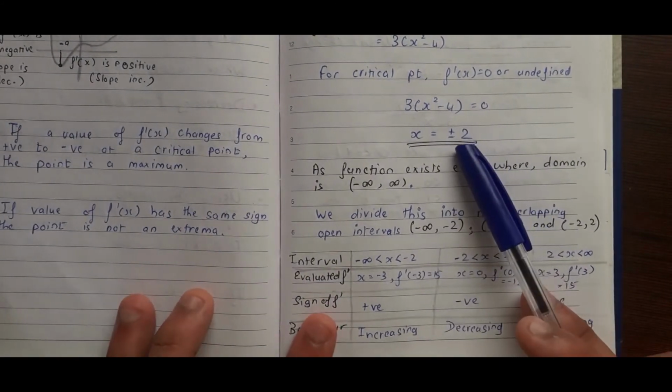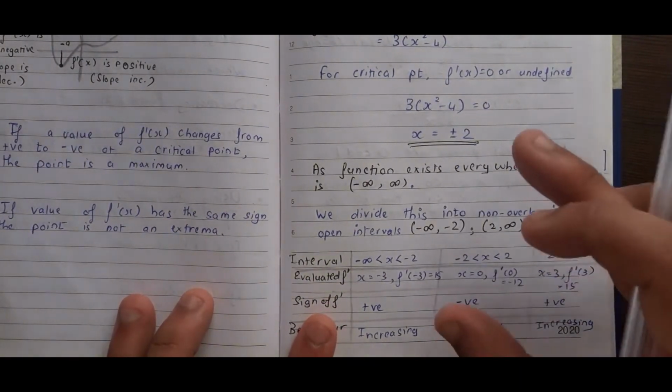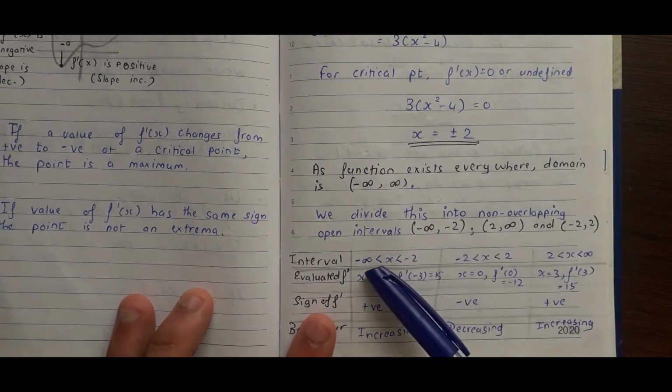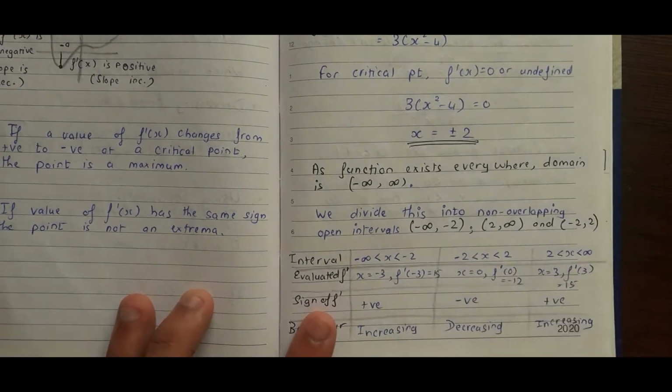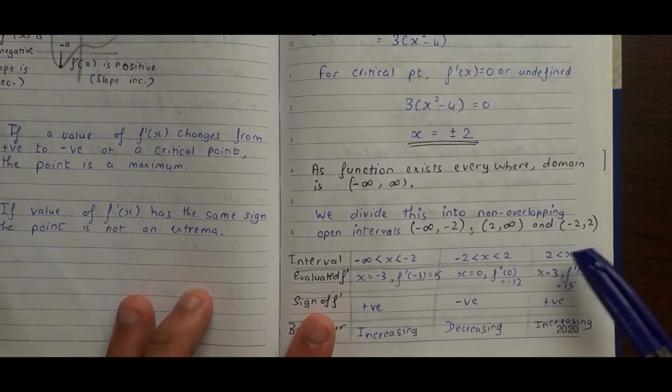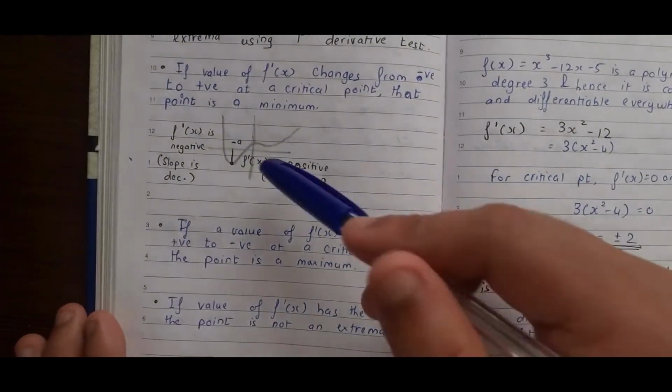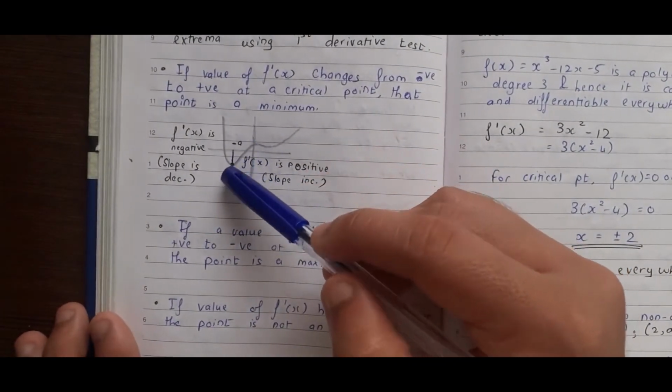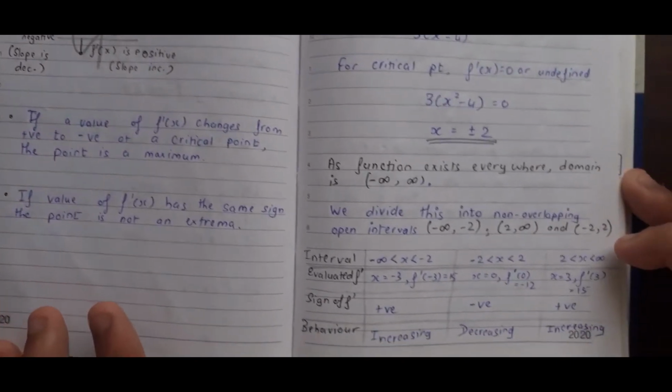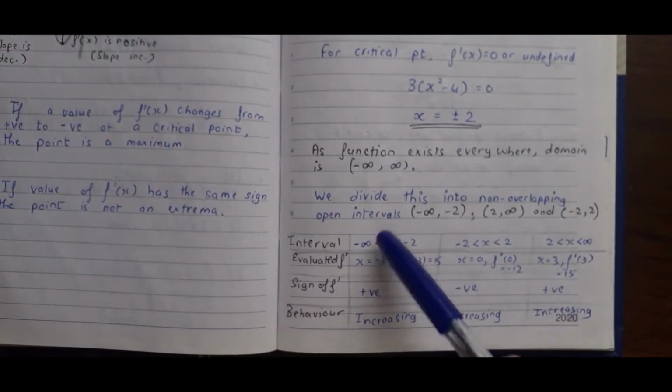So at 2, we know there's a critical point, so we divide it into 3 regions: negative infinity to negative 2, negative 2 to 2, and 2 to infinity, because monotonicity, as you can see over here, is for a particular region. So our intervals are here.